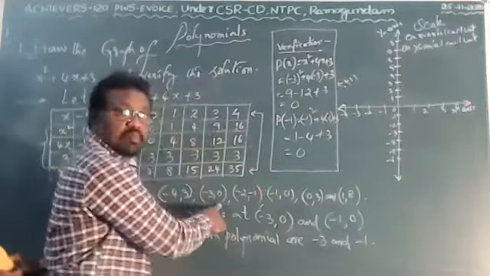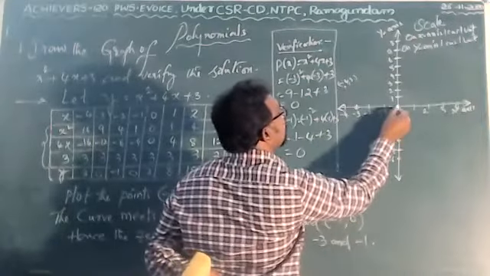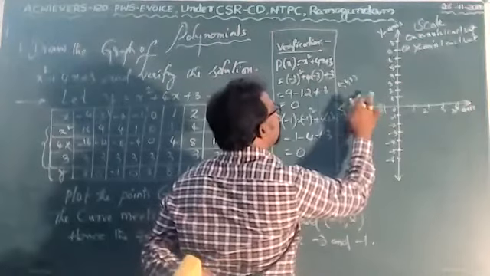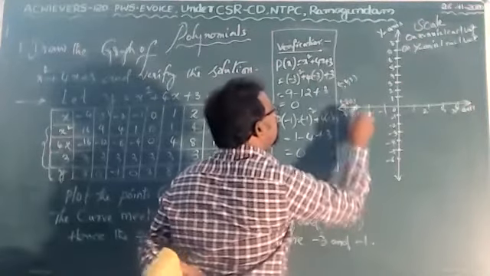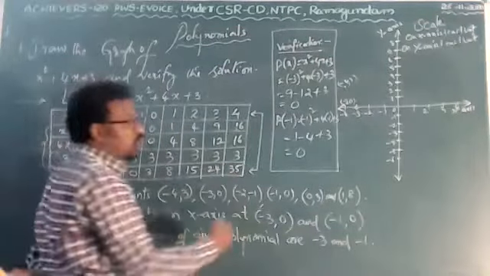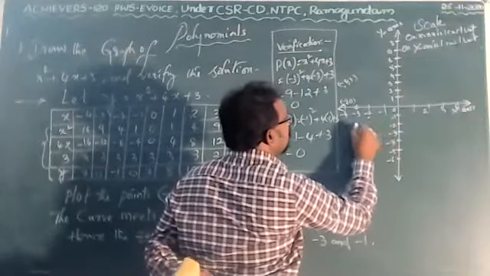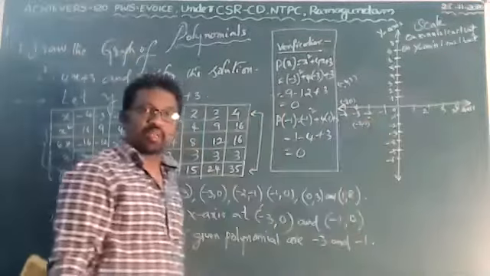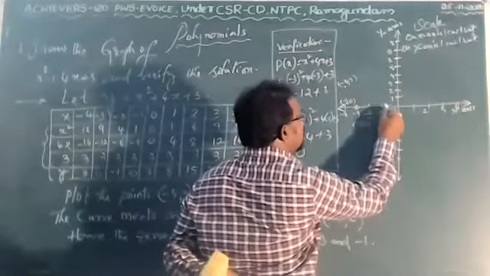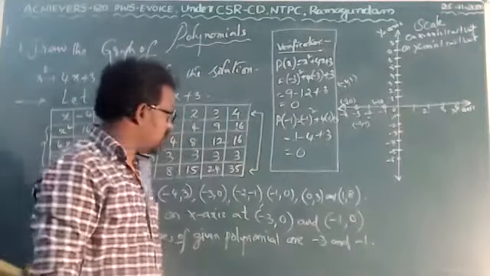Next, minus 3, comma 0. Here, see here, minus 3, comma 0. 0 is this one. So here you have to write minus 3, comma 0. What is next? Minus 2, comma minus 1. Where is minus 2? This is minus 1. Minus 1 is downside. Here it is: minus 2, comma minus 1. Next, minus 1, 0. This is minus 1 and this is the 0. Minus 1, comma 0.